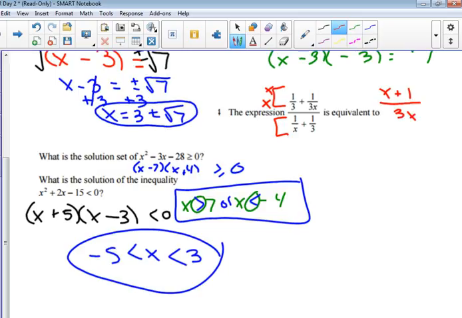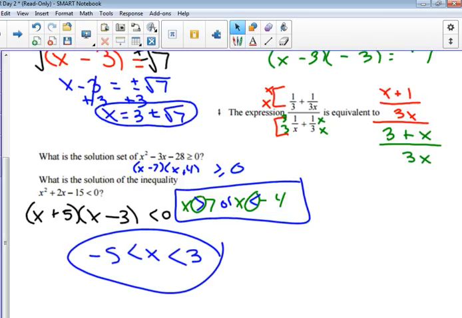Once you do that common denominator, make sure you push them together. On the bottom, what does our first fraction need? 3, good. What's the second one need? X, perfect. So now we have 3 times 1 is 3, plus 1 times x is x, over 3x. You want all one single fraction. That's great.